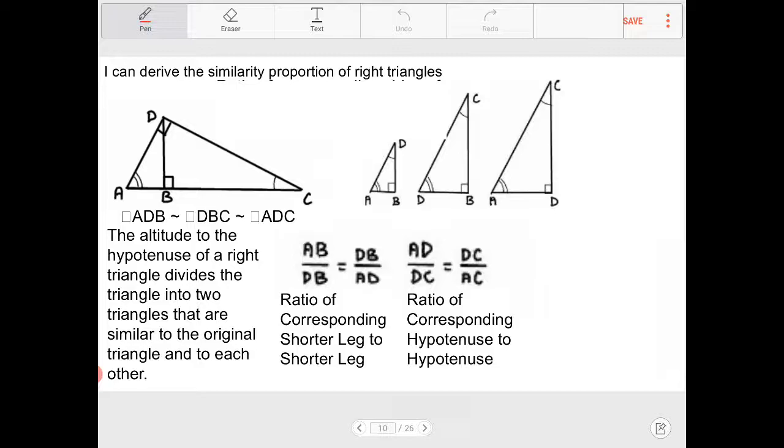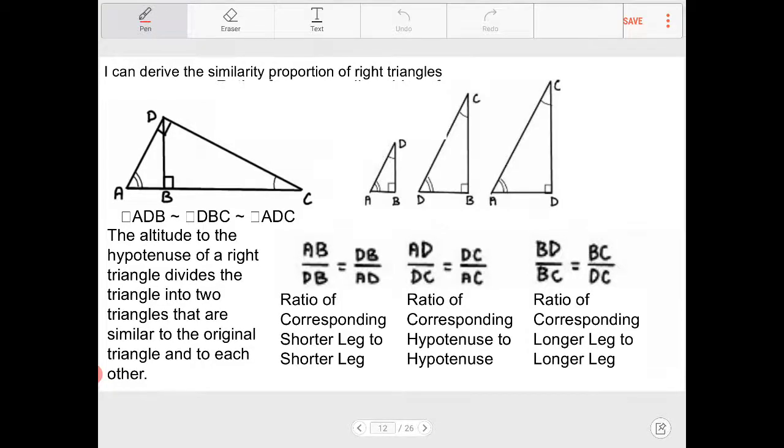And lastly, I can compare the longer leg, right? The ratio of the corresponding longer leg. So I can say DB over BC is equal to BC over CD or DC. So these are the proportions that I can set up. I don't expect you to memorize this. No. Because this is just a lot of information to digest.